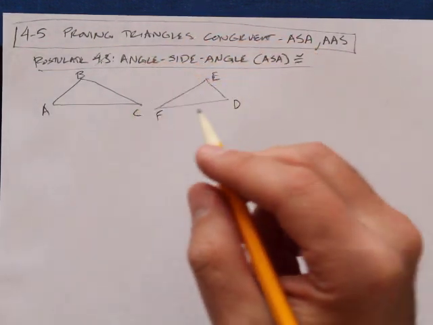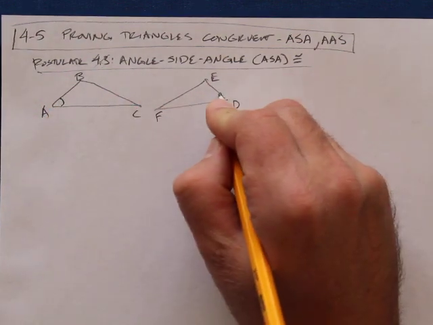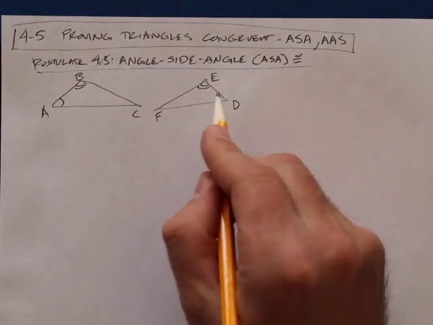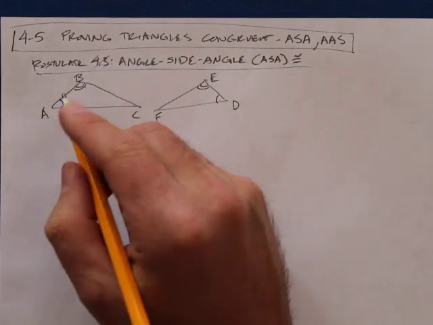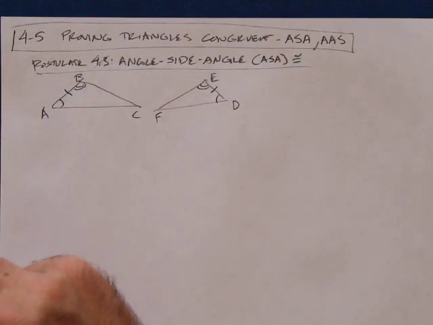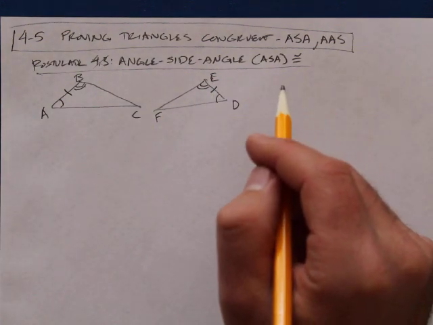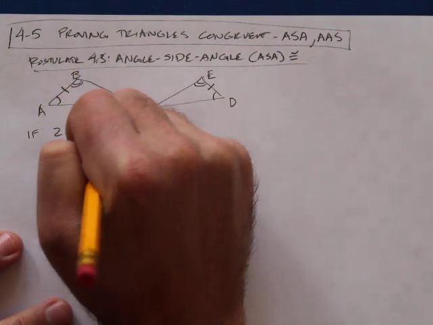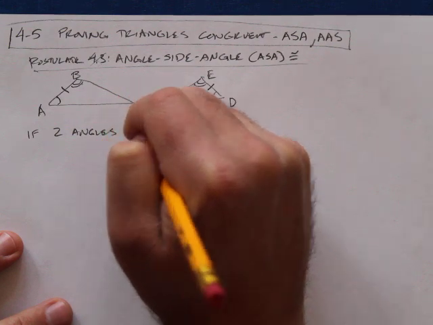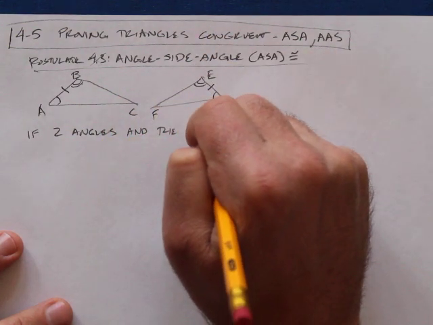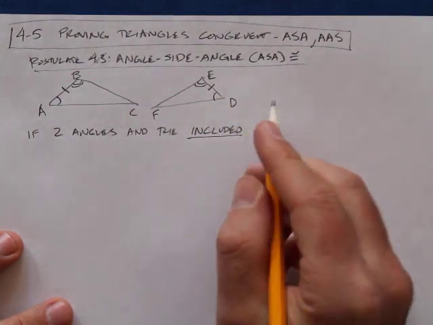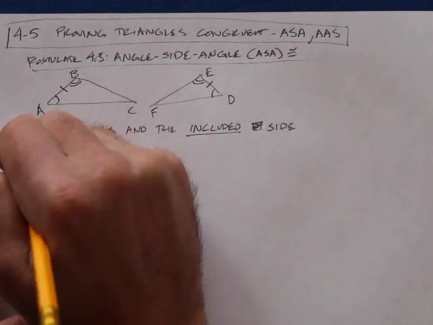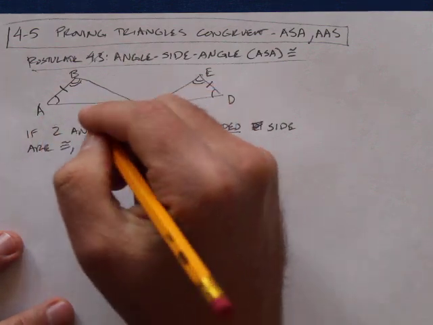If I have a triangle where two pairs of corresponding angles are congruent, and the included side is congruent, then I know that my triangles are also congruent. So, if two angles and the included side are congruent, then the triangles are congruent.